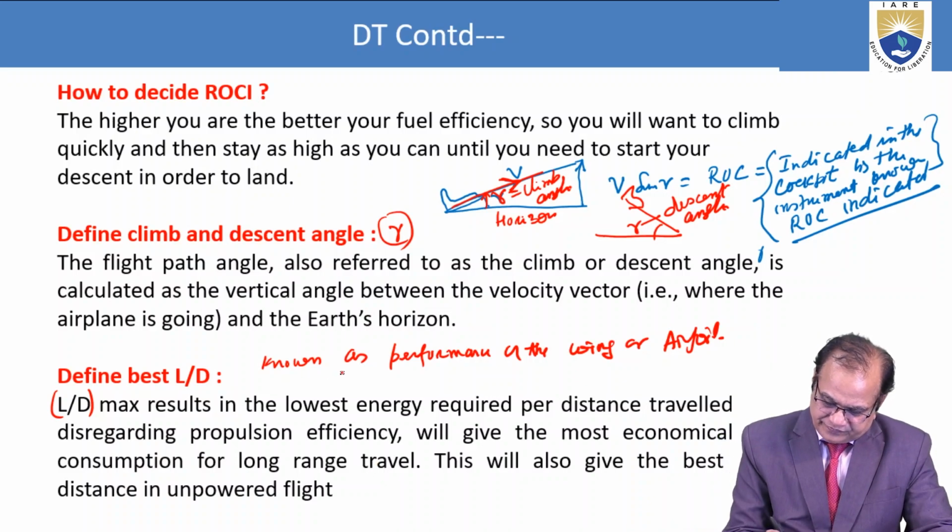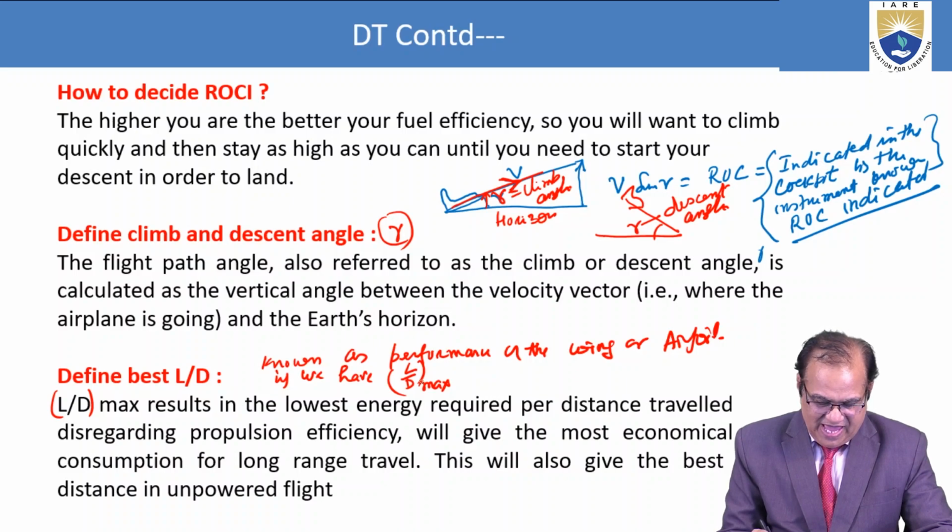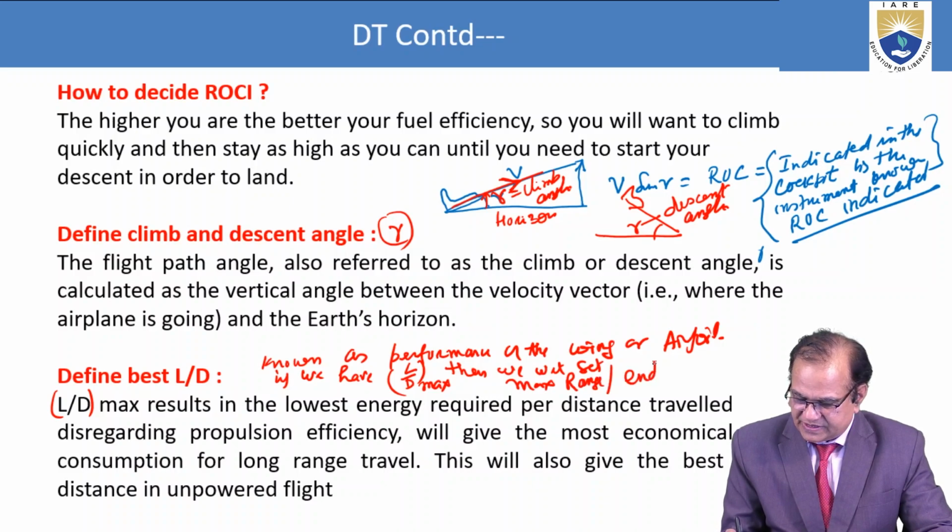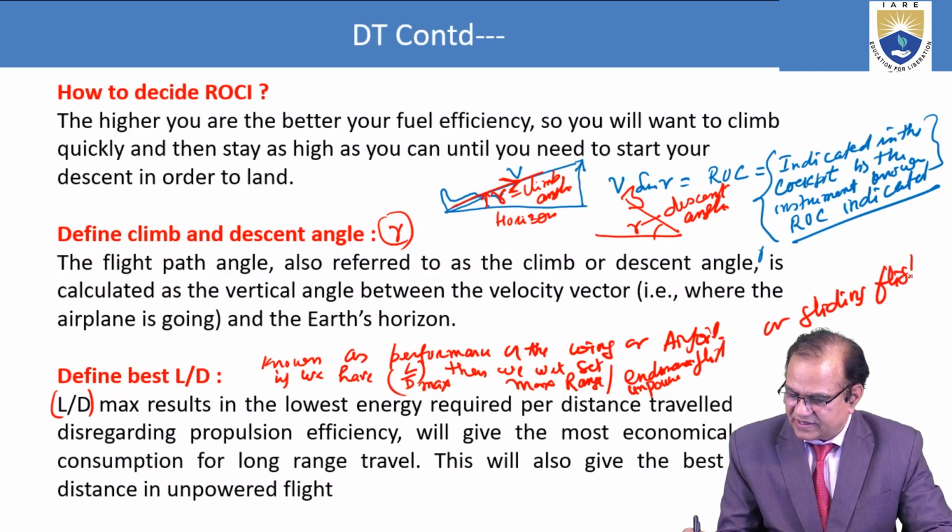So if we have L by D max, then we will get maximum range and endurance for unpowered flight or gliding flight.